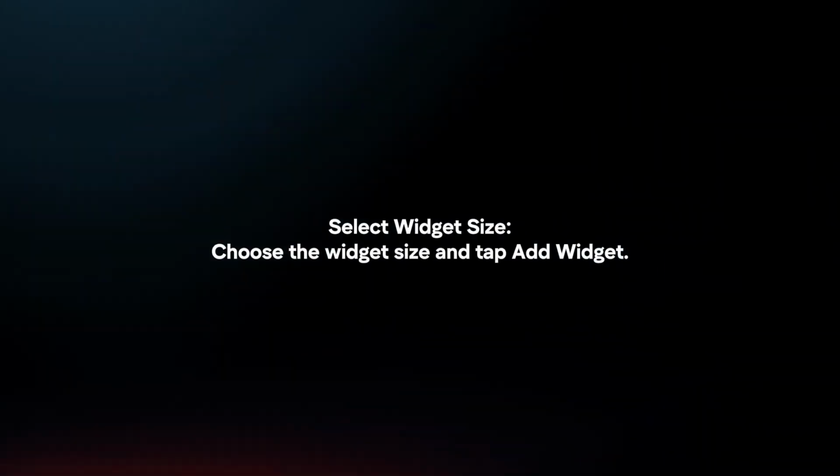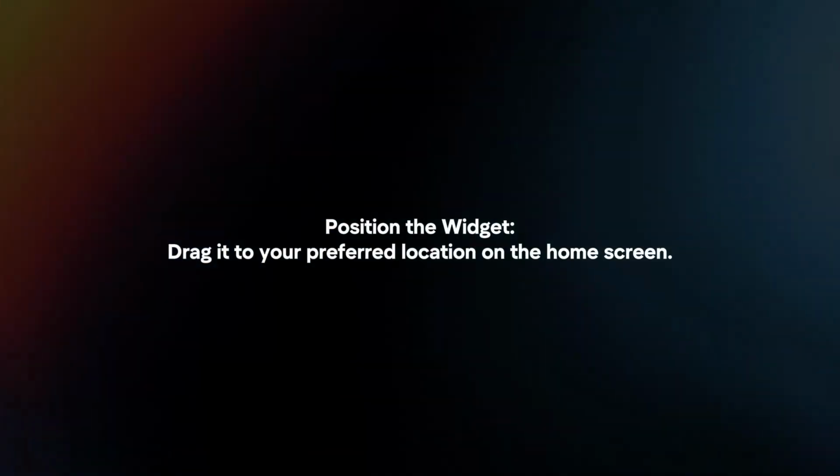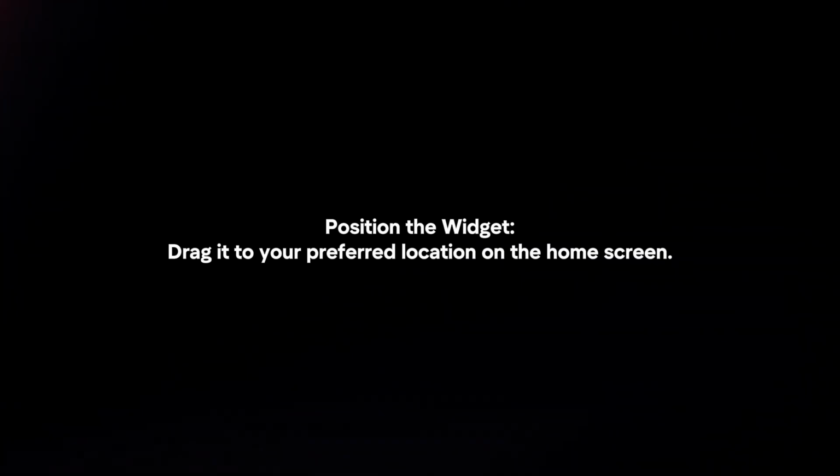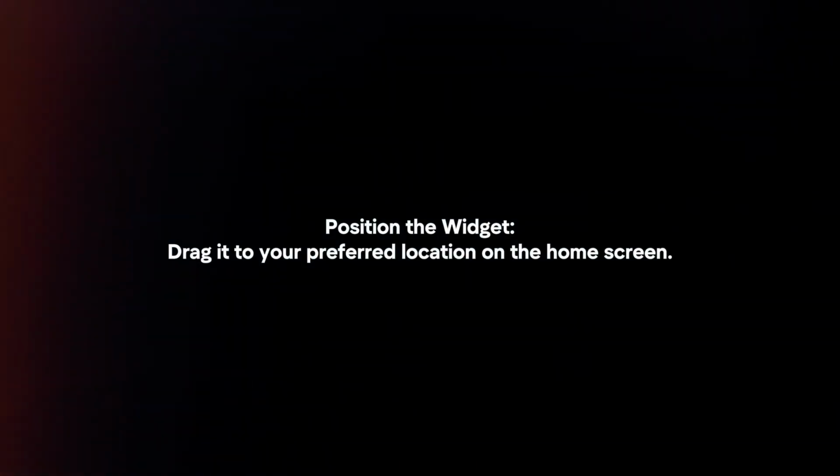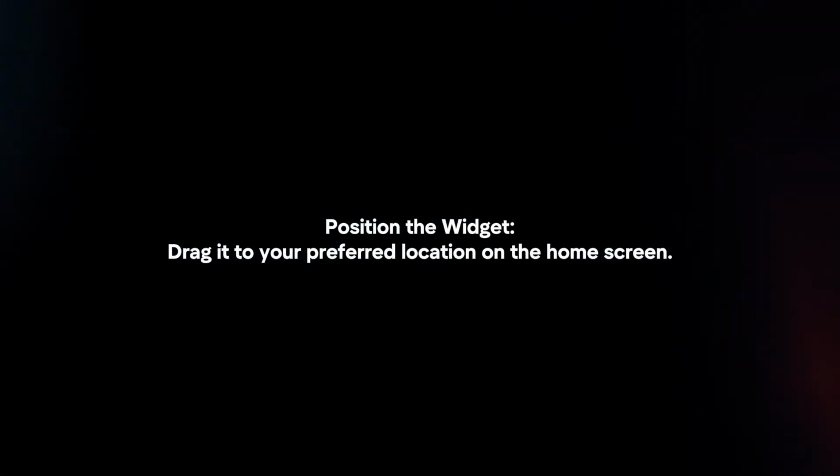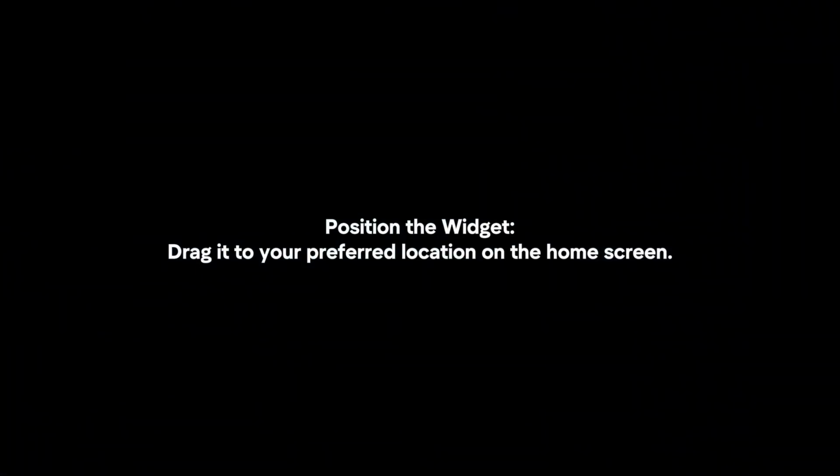Select widget size. Choose the widget size and tap Add widget. Position the widget. Drag it to your preferred location on the home screen. With the Todoist widget, you can quickly view, add and manage tasks directly from your home screen, improving productivity.